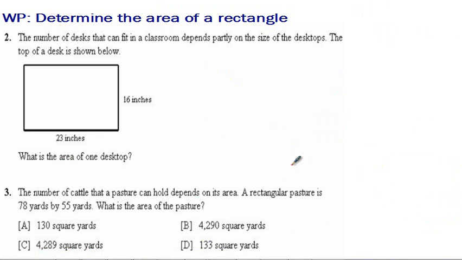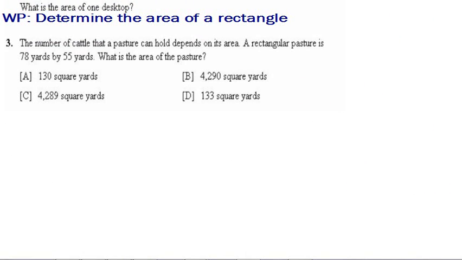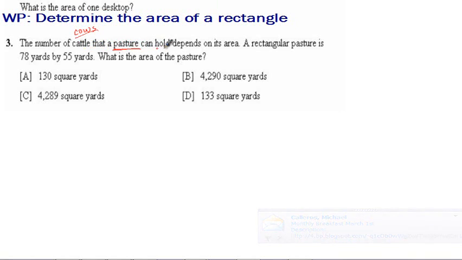So, the number of cattle, what's cattle? Cows. Cows, good. It's a group of cows, the number of a herd of cows, right? So the number of cattle that a pasture can hold depends on its area. Pasture is an area where cows what? Eat, right? They go and graze, they eat the actual grass, not the hay.